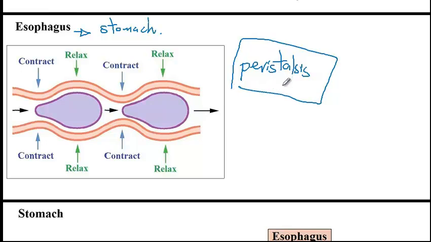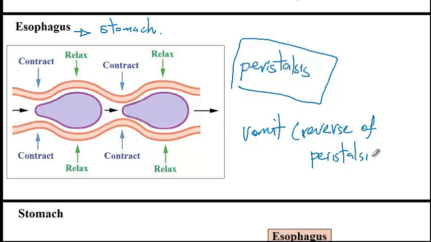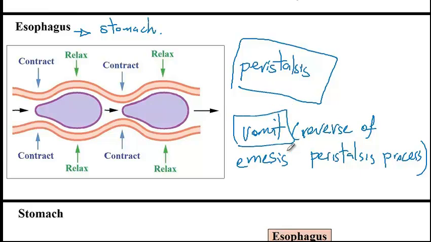These are being induced by the circular muscles. Now, what happens when you have something toxic in your stomach or your stomach is irritated? You will vomit. And vomiting is actually the reverse of the peristalsis process. And some other books may refer to it as emesis, and these are all the same definitions, vomiting or emesis.